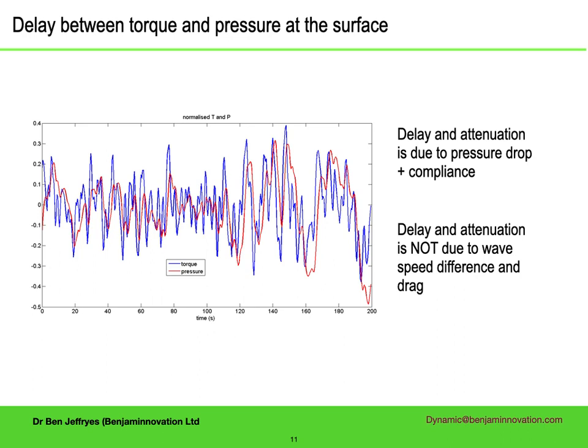An obvious interpretation of reduced frequency content and a delay between the two channels would be that it is a wave propagation effect. The fluid wave is slower, so there is a delay between when the two signals reach the surface, and it is also attenuated more by viscous drag. It is true that the fluid wave is both slower and more attenuated, but that does not account for the delay observed, or the observed difference in frequency content. At these frequencies, it is from the combination of a compliant fluid and a bit pressure drop.